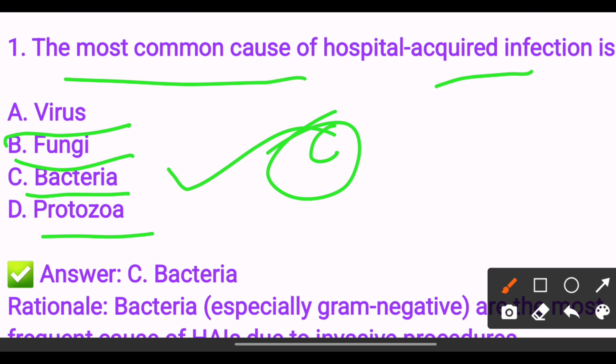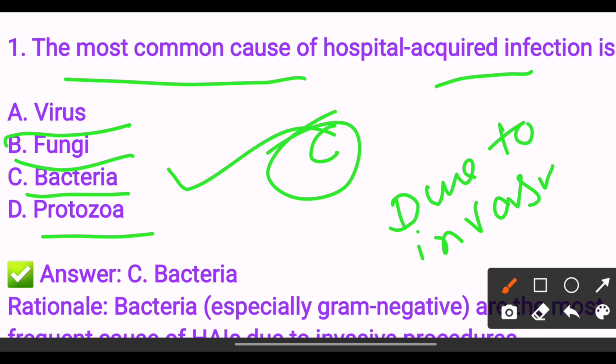Especially gram negative bacteria are the most frequent cause of hospital acquired infection due to invasive procedures. Next.